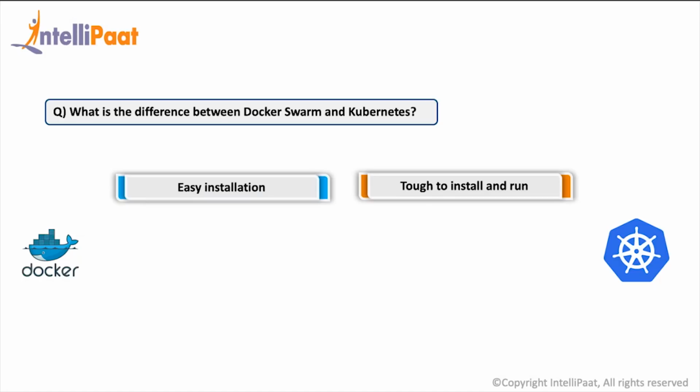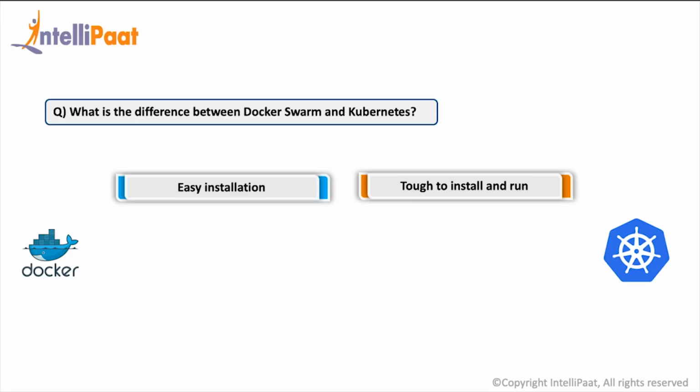So the first difference, which is probably the most important difference, or probably I'll say is the deciding factor whether you should go ahead with this tool given that you have a short deadline and you have to deploy a project. So installing Docker Swarm is very easy. It comes pre-packaged with the Docker software. So if you have installed Docker, Swarm is already installed on your system. You don't have to worry about anything.